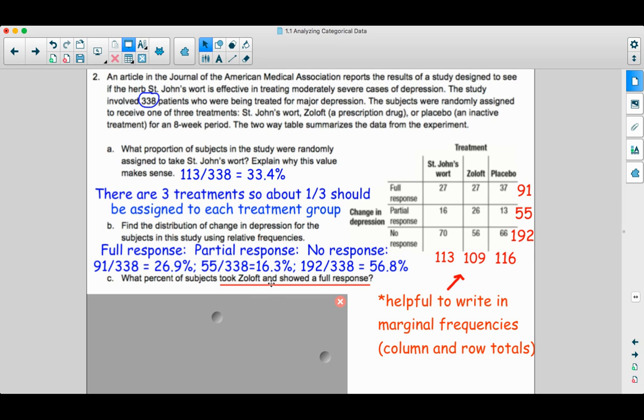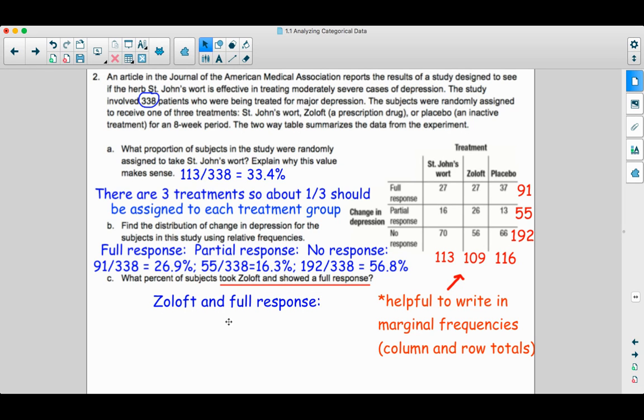Finally, what percent of subjects took Zoloft and showed a full response? That is a signal to me that we are going to be talking about a joint relative frequency. So I go to Zoloft and a full response. I say I have 27. I'm going to put that over my total of 338, and I get 8.0%.